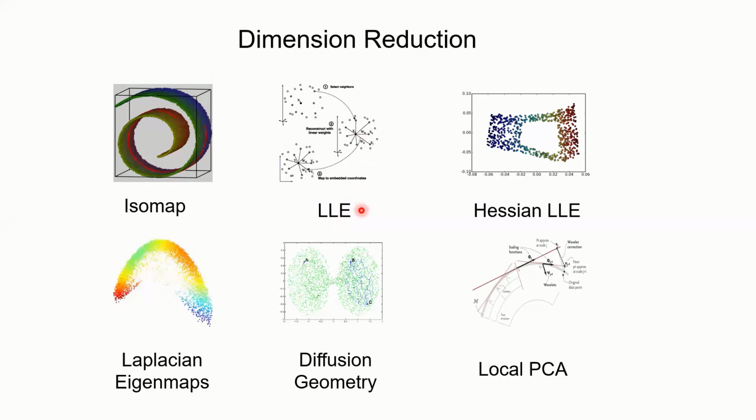Locally linear embeddings, or LLE, tries to explore locally linear information of the data, and so does Hessian LLE, which is an enhanced version of LLE. We also have Laplacian eigenmaps and diffusion geometry, which try to take into account both geometry and density in the data. And then we have things like local PCA, which, much like LLE, tries to exploit locally linear information in the data set.